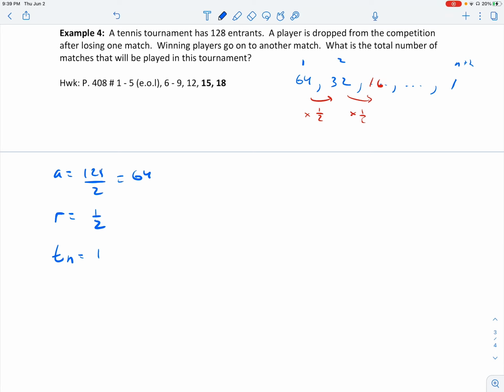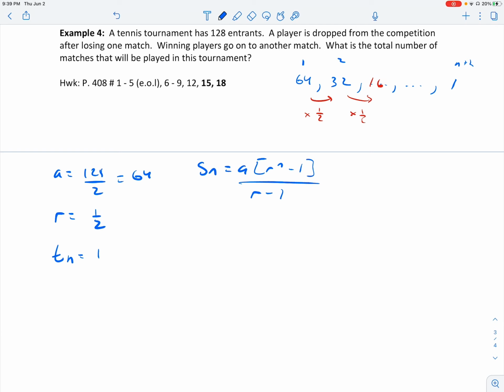So let's go ahead and try to solve the total number of matches. We want the sum of this series. I would like to use this equation, but I know I don't have enough information at this point because I don't know how many matches are played. I don't know how many rounds there are either. So I could actually just work down. That wouldn't be too hard. 16 to 8 to 4 to 2 to 1 and then count them. But if this number was a lot larger, we wouldn't want to do that.